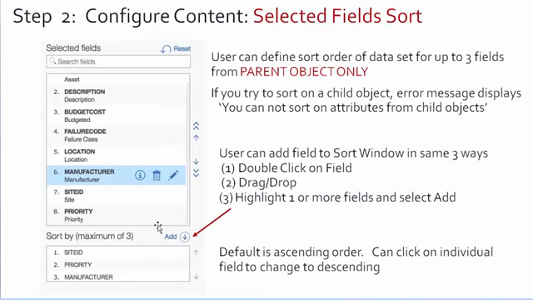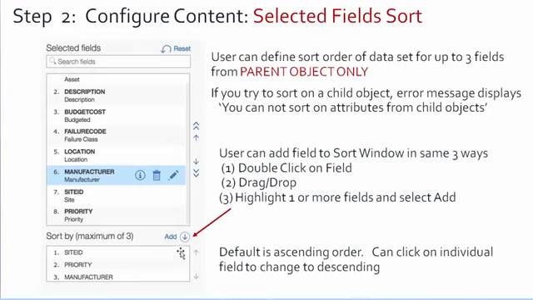If you had, in this case, we have data from asset, and I had tried to sort on data from work order, I would receive a message that I can't sort on attributes from child objects. And again, you can add what fields you want in the sort area, the same three ways that we add from the available to selected field section.